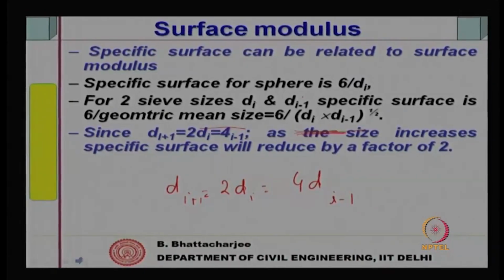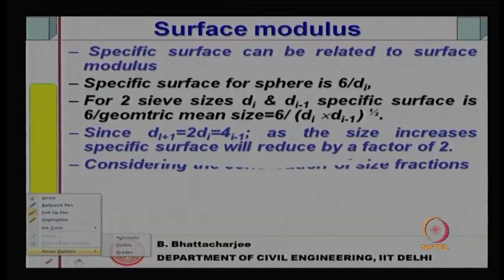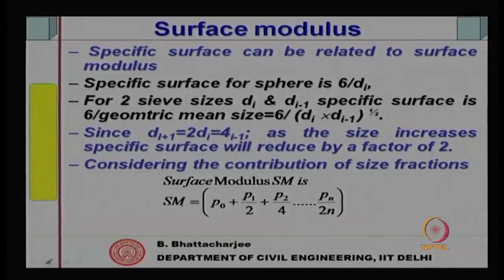So, as the sieve size increases, what will happen to the specific surface? As the sieve size increases, the specific surface will reduce by a factor of 2, because it is simply proportional to 6 over di, inversely proportional to di. So, if you have a higher d size, the specific surface will reduce by a factor of 2.